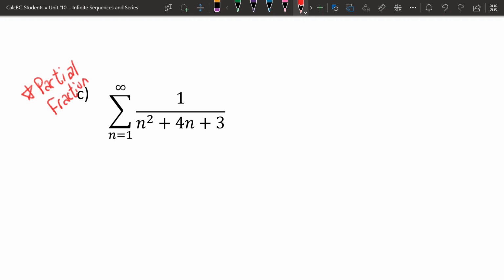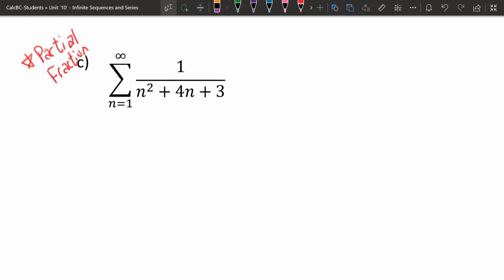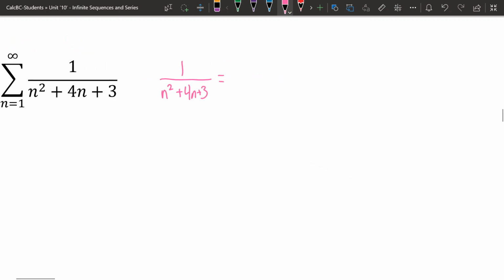Because if you remember, with partial fractions, we do split up a fraction like this into two pieces and kind of see where it could have come from. So let's do that. Let's take just our rule here, 1 over n squared plus 4n plus 3, and let's find its partial fractions. If we factor that denominator, then we can see where n plus 1 and n plus 3 are factors of n squared plus 4n plus 3.